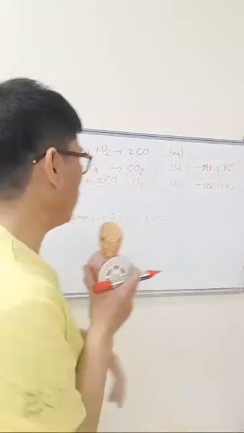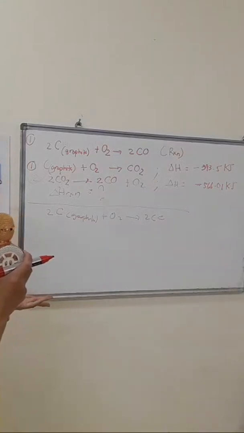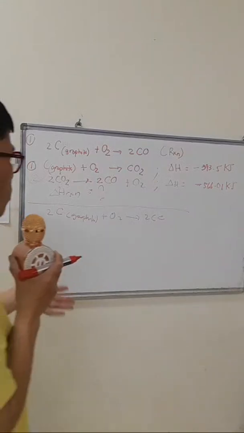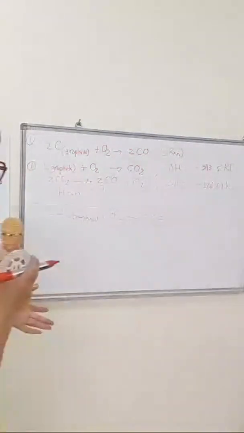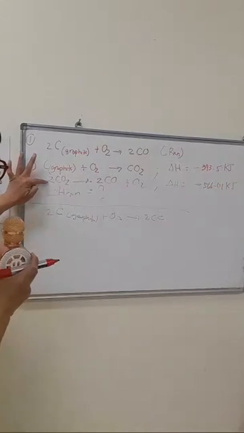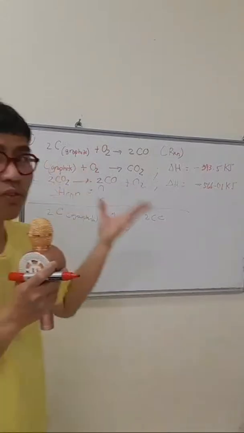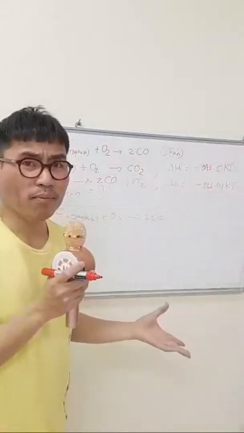The second rule in Hess's Law of constant heat of summation: if you multiply the delta H by the number of moles, that is because you have the number of moles and coefficients in the reaction, so multiply the delta H also by how many moles.